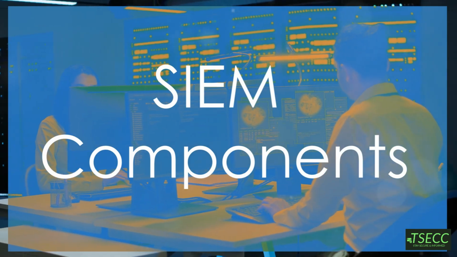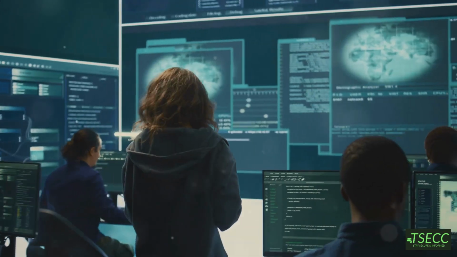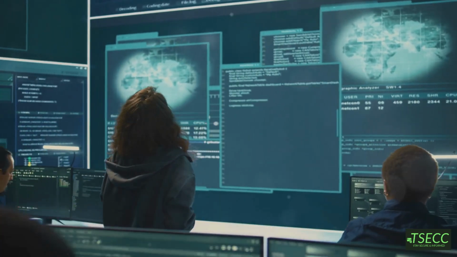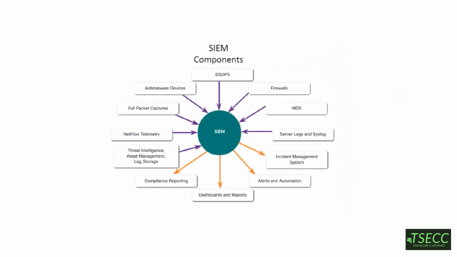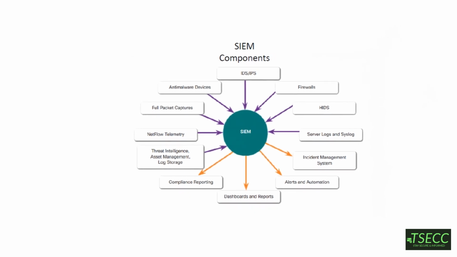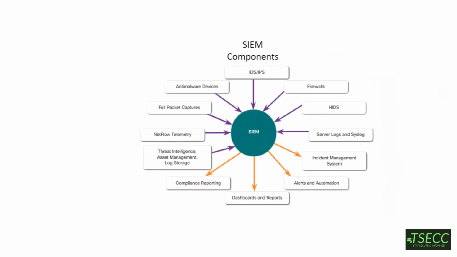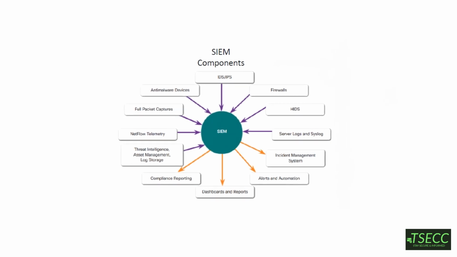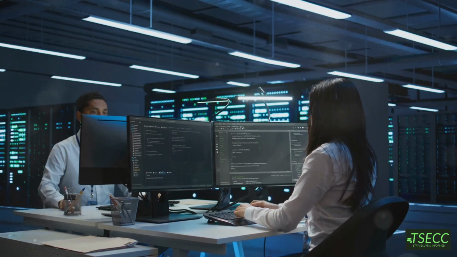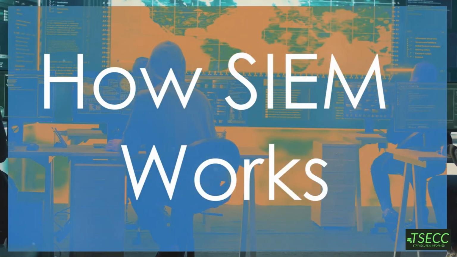Now, let's look at what makes up a SIEM system. Think of SIEM as the command center, surrounded by tools that feed it data. There are firewalls, intrusion detection and prevention systems, IDS/IPS, host intrusion detection systems, HIDS, NetFlow telemetry, and so much more. Each of these components provides unique information, like NetFlow for network traffic, or threat intelligence to stay on top of new types of attacks. Together, they give SIEM the data it needs to paint a complete picture of what's going on in your network.